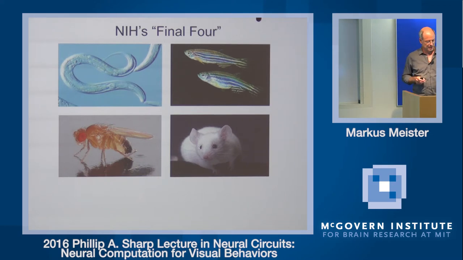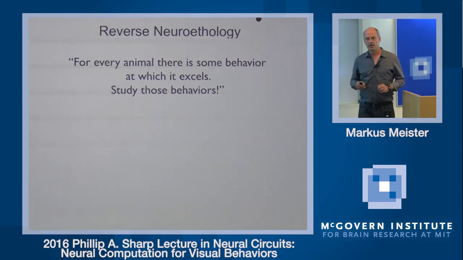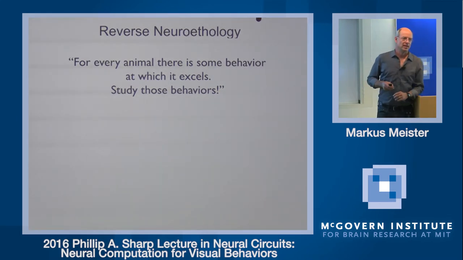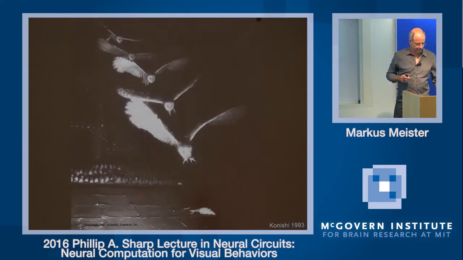So some of us have developed what I would call reverse neuroethology along the lines of reverse genetics. So suppose you're forced to work with a particular animal. You can still ask, what is the behavior that this animal does best? What is it famous for? And then focus on that, and in that way, hope that you're in a similar corner maybe as the original neuroethologists. So let me give you an example.